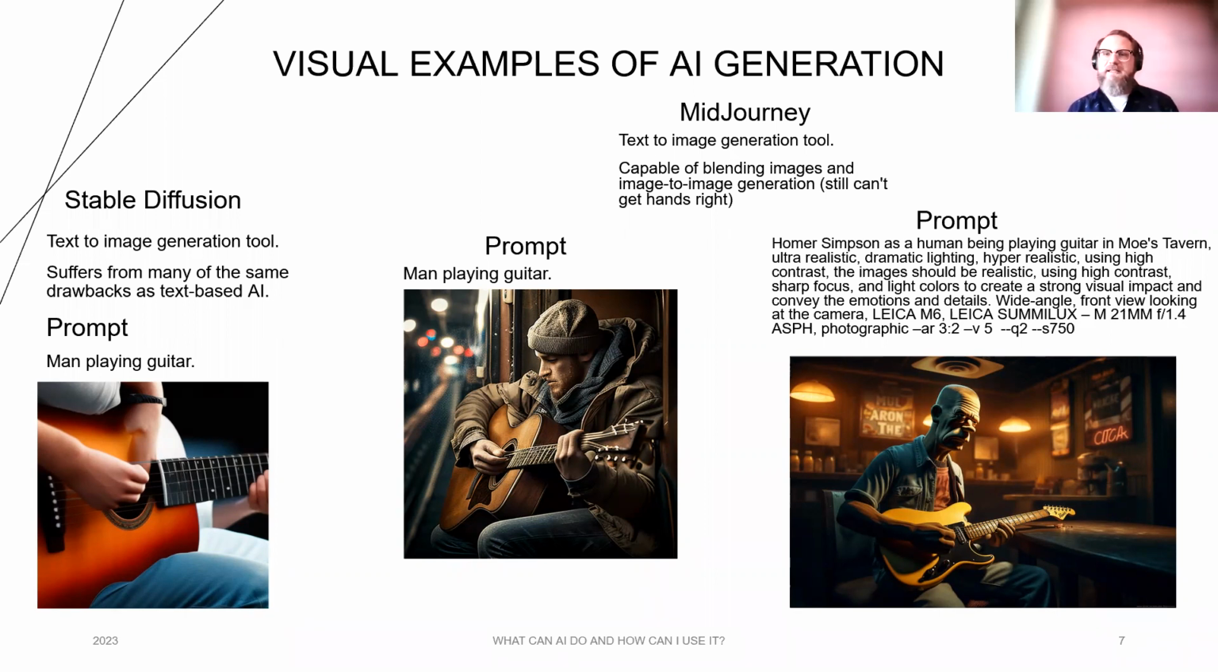So you see this last one over here, look at this prompt. It's really more sophisticated. It describes the situation and gives a lot of more technical photography terms. It looks really close, right? It looks a lot better. We gave it the prompt to make it Homer Simpson as a human playing guitar, so it's going to be a little bit awkward looking for that.